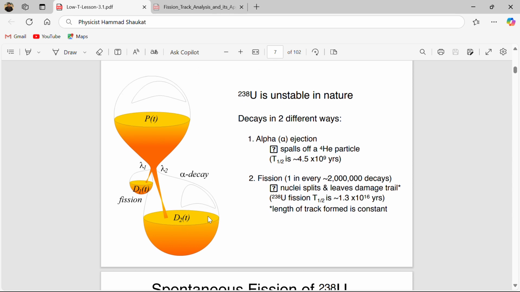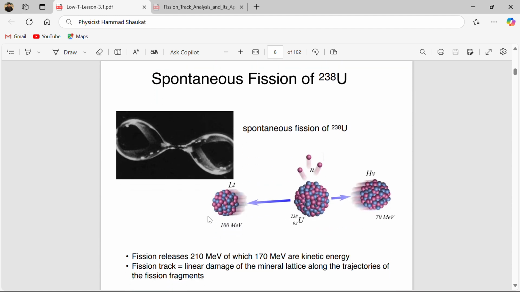Now move on to the spontaneous fission of uranium 238. As I told you, this is the phase structure of uranium 238. As you can say, the parent converts into the daughter. Here you can see that uranium 238, 92, decays with a photon hν of 70 mega electron volts, and it also converts into a 100 mega electron volts with an emission of fast neutrons.